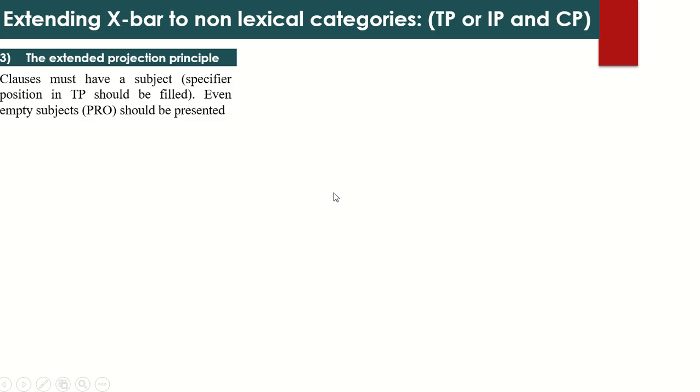A specifier position in TP should be filled. Even empty subjects should be represented, and we call them pro. So if we have something like this, Mary wanted to study syntax. Who wants to study syntax? It is Mary. We cannot say Mary wanted Mary to study syntax. So to avoid repetition, we have a subjectless clause. But we cannot leave the T bar stranded, as we will see in a minute. We need a pro, an empty subject.